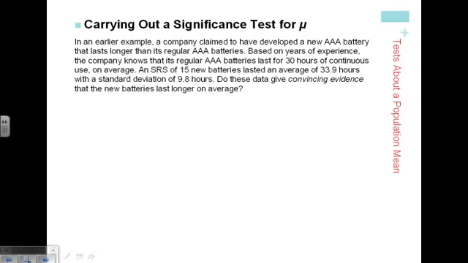You decide for your report that you're going to test 15 new batteries, and you found that those 15 new batteries lasted 33.9 hours on average. That does seem larger than the 30 hours. But the question is, is that difference real? Is it significant? Or is it just a lucky sample?